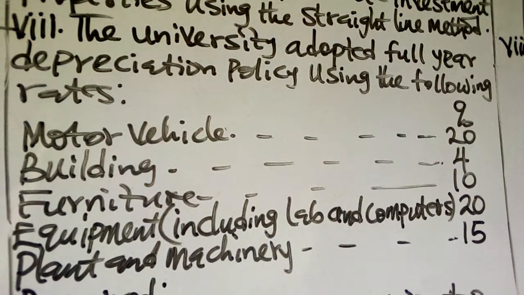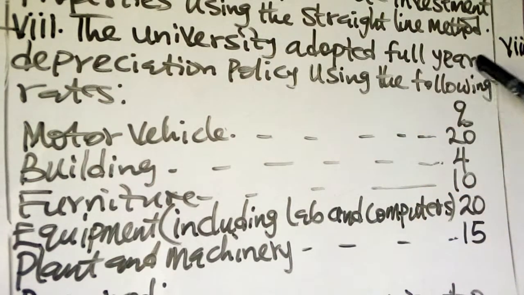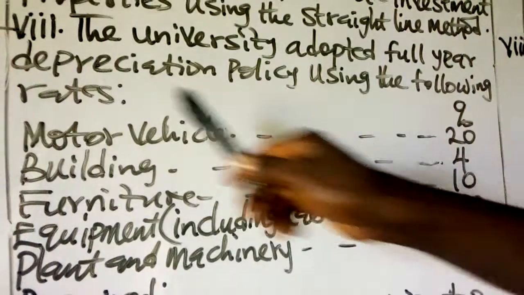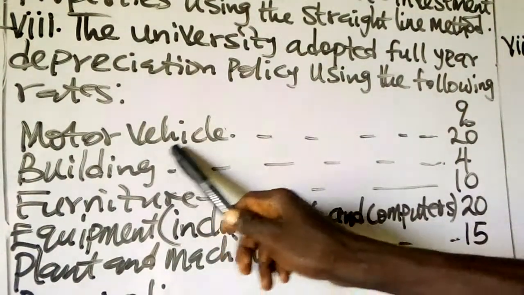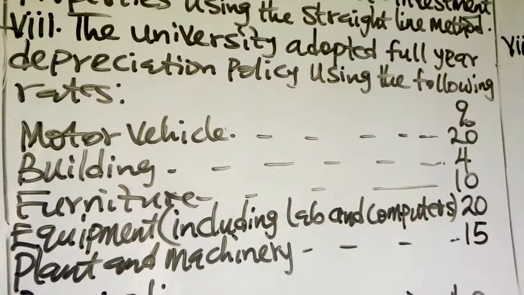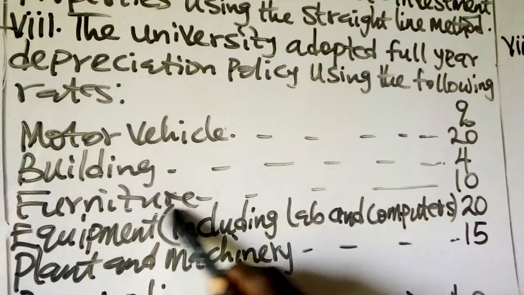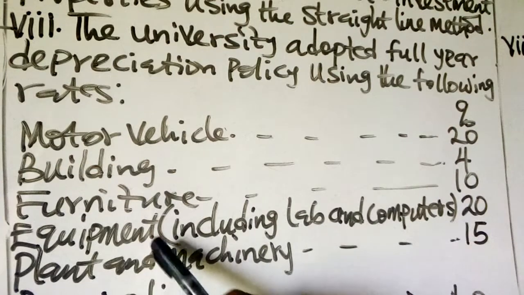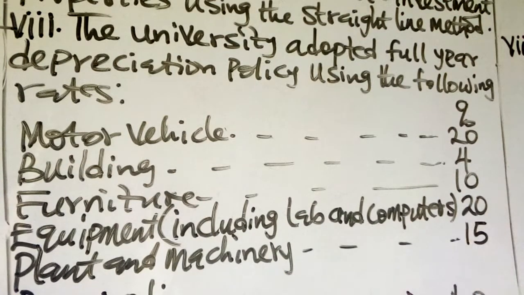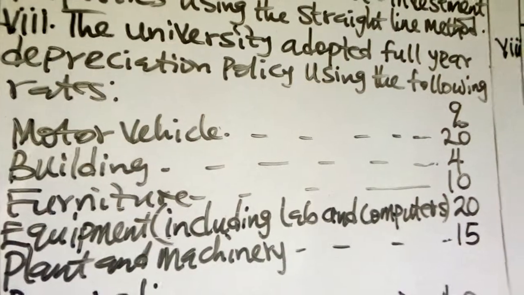You were told in note 8 that the university adopted a full year depreciation policy using the following rates. You are given the rates of depreciation: motor vehicles 20%, building 4%, furniture 10%, equipment 20%, plant and machinery 15%. It's only the assets acquired during the year that you will need to charge depreciation on now, because it is that information that has not been recorded. You only depreciate those assets acquired during the year.